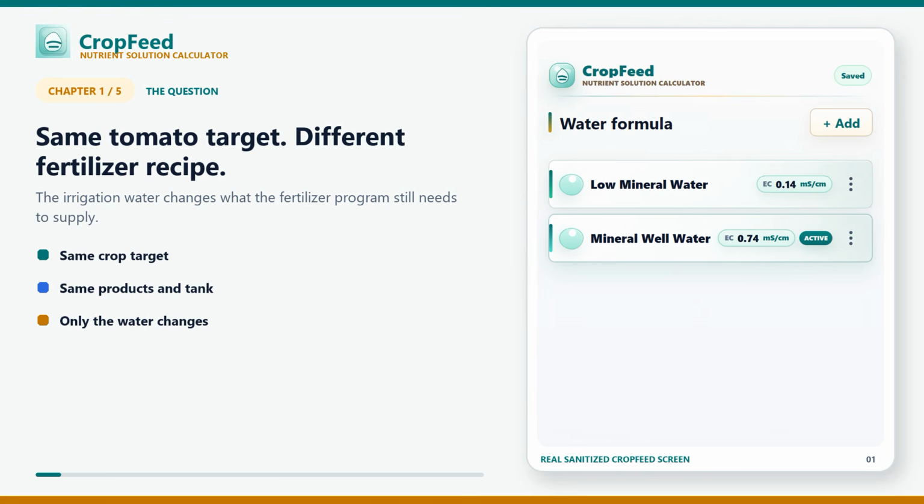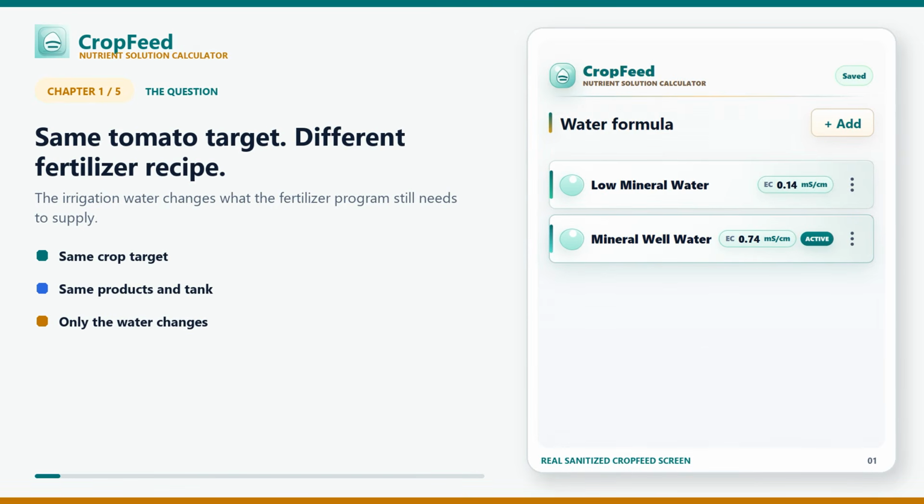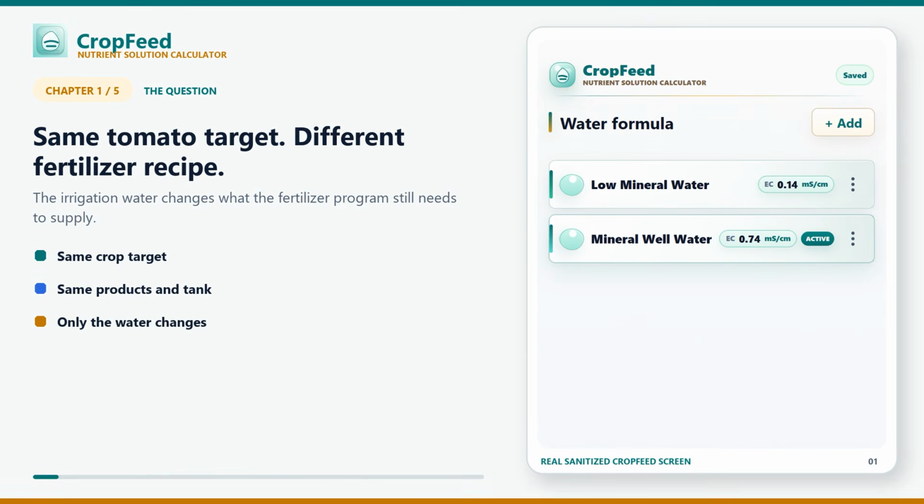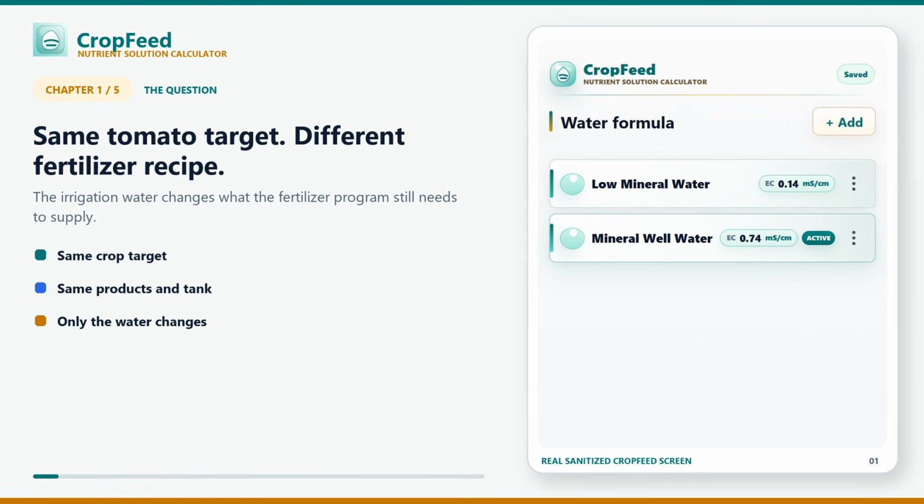These two tomato examples use exactly the same nutrient targets, fertilizer products, concentration factor, and stock tank volume. But CropFeed produces very different fertilizer quantities. The only input that changes is the irrigation water. In this tutorial, we will build both recipes from real sanitized CropFeed screens and explain every important difference.